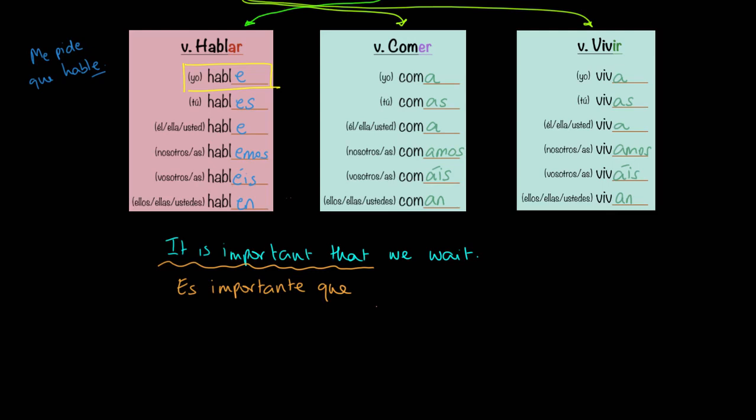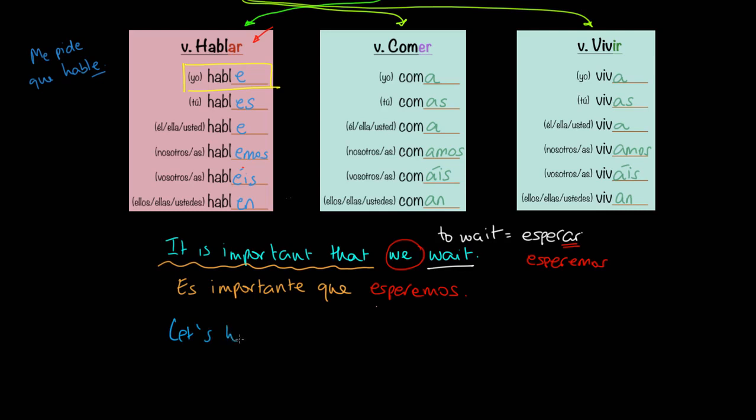Now I need the "we wait." First of all, I'm going to try and remember how to say to wait. To wait is esperar, and notice that it's an AR verb. Therefore I'm going to have to look at these endings, and for "we wait" I'm going to need this one, so it's not going to be hablemos, in this case it's going to be esperemos. So es importante que esperemos.